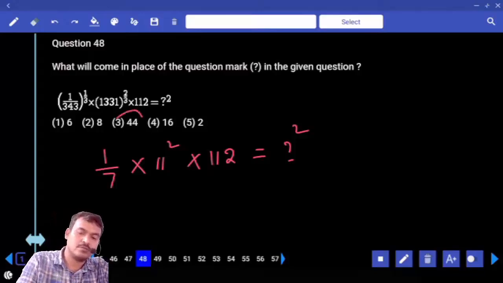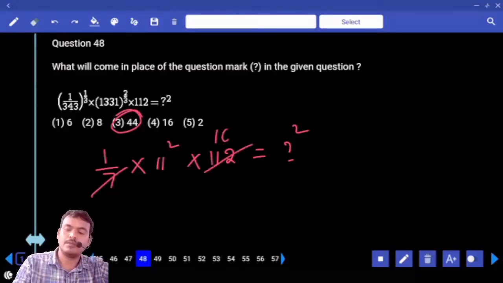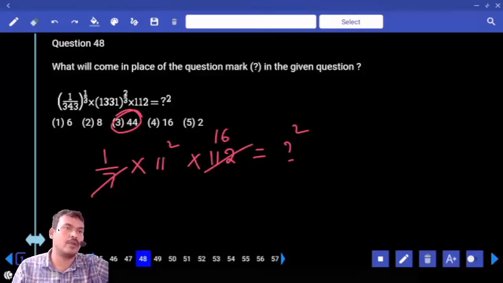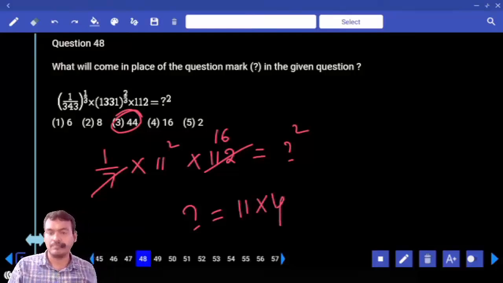How many options? Only 1. 7 times how many is 112? 16. 16 means 4 square. 11 square into 4 square means we are getting 11 into 4. Something is equal to which value? 11 into 4.